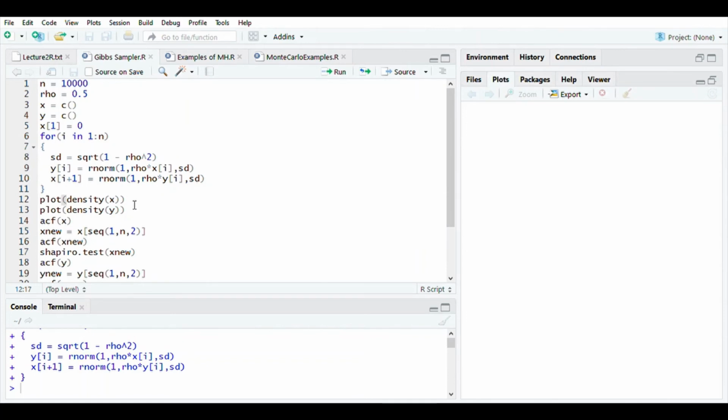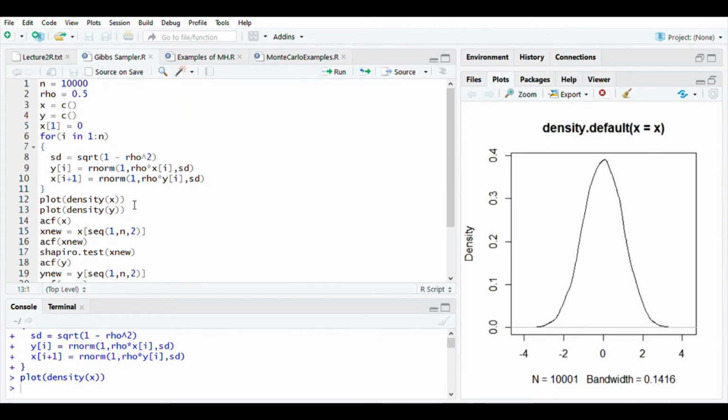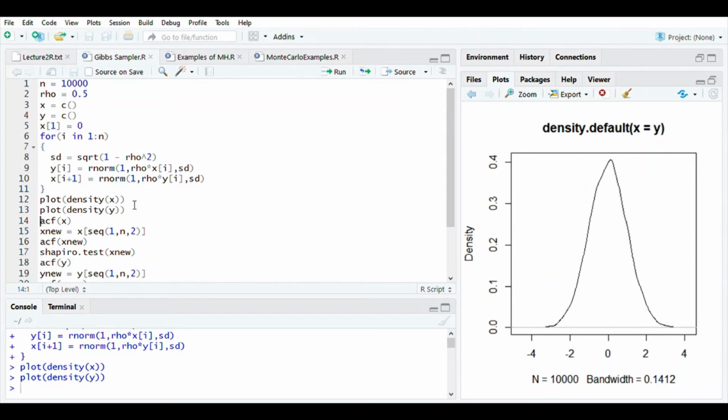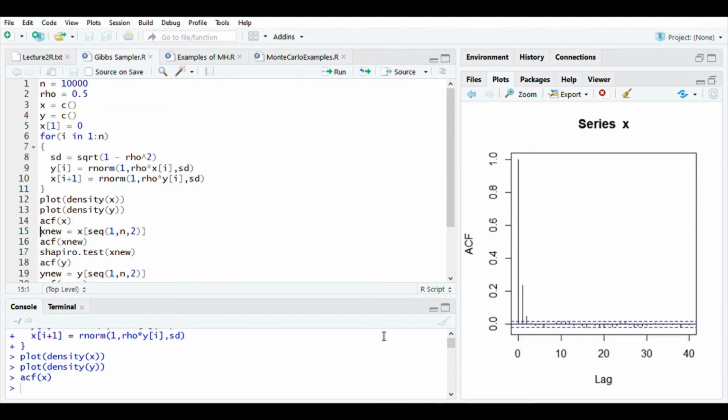Okay, now let us have a look at the density plot. Does it look like normal? Yes, very much. Now, since we are dealing with a Markov chain, the observations may be dependent. So let us look at the ACF. So yes, you can see a little bit, not much, but the correlation is more than 0.2.